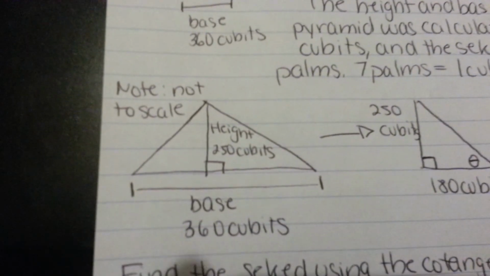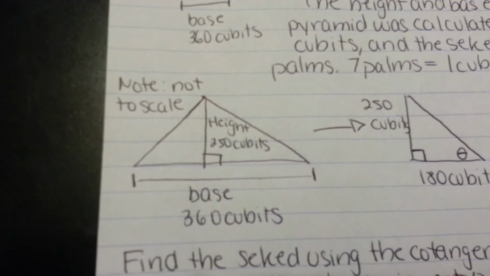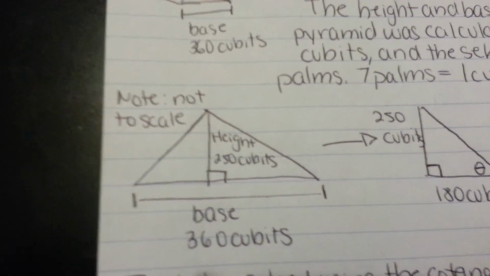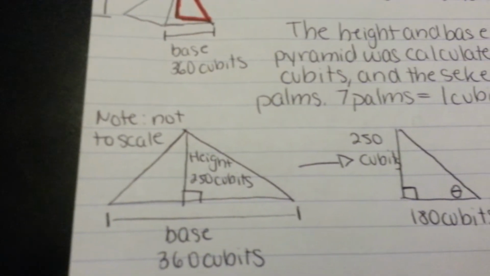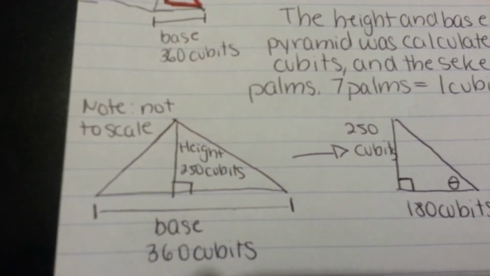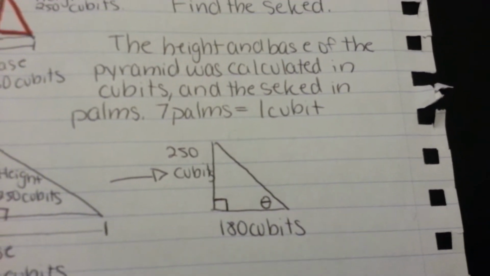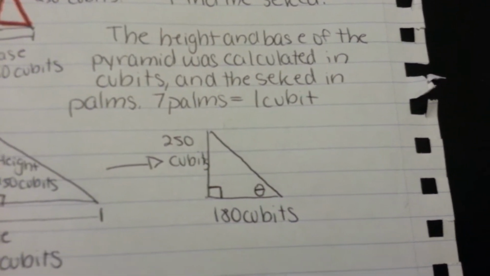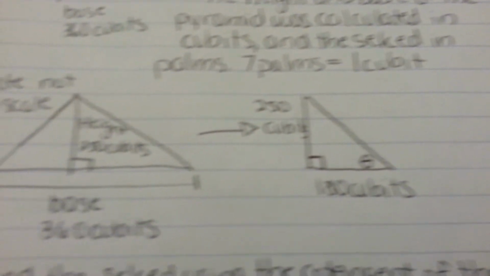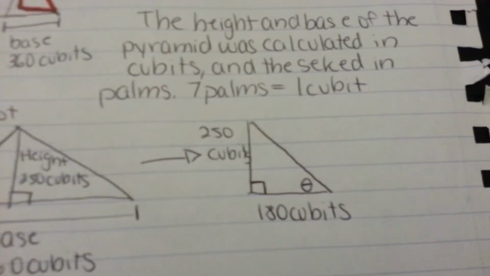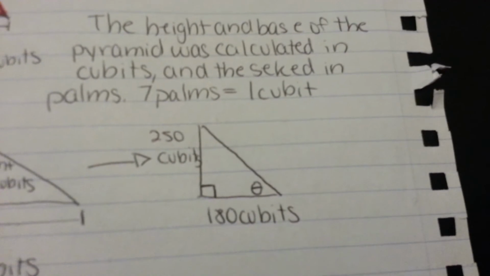Note that my drawing here is not to scale, but basically I took the liberty of dividing the pyramid in half and showing that the entire base of the pyramid was 360 cubits and the height was 250 cubits. So then we split this figure itself in half again, and you have 1/4 of the original pyramid, which is a 90-degree triangle. And then the base is already split in half, which is 180 cubits from the original 360 cubits, and the height is still the same, which is 250 cubits. And there's your theta in the corner.